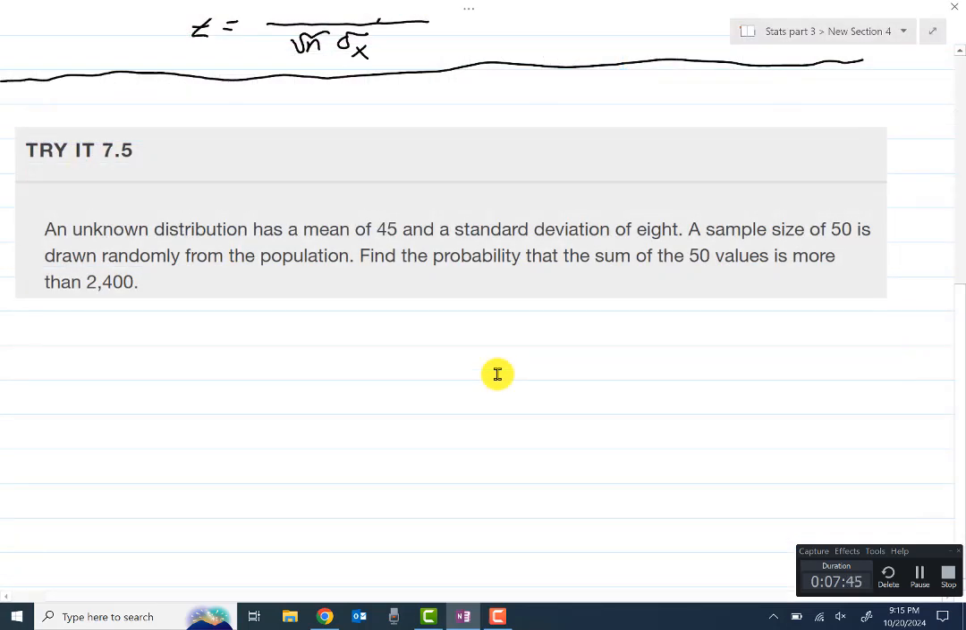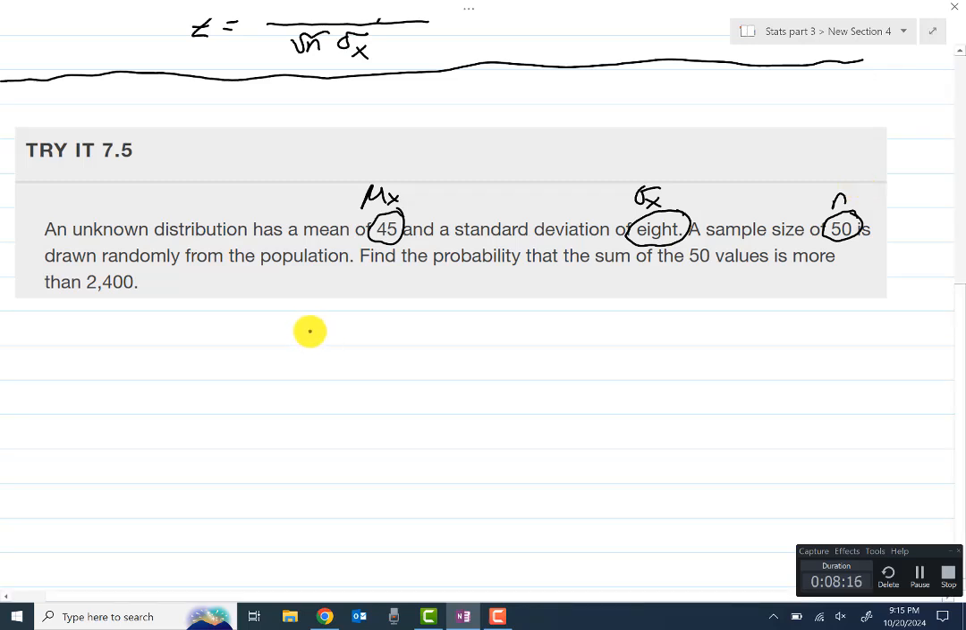Here's our first example out of the textbook. An unknown distribution has a mean of 45, so that'll be our mu sub x, and a standard deviation of 8, that'll be our sigma sub x. A sample size of 50 is drawn randomly from the population, so we'll call that n. Find the probability that the sum of 50 values is more than 2,400.